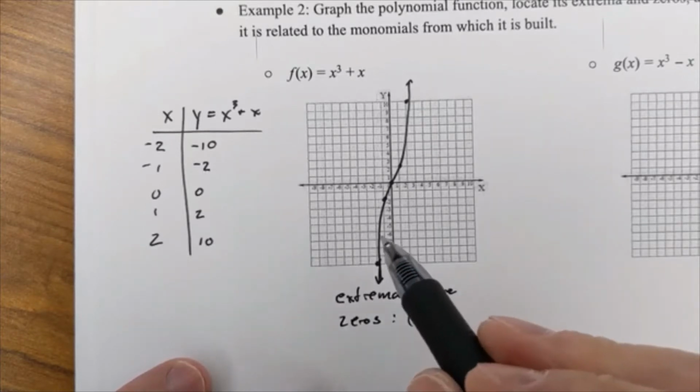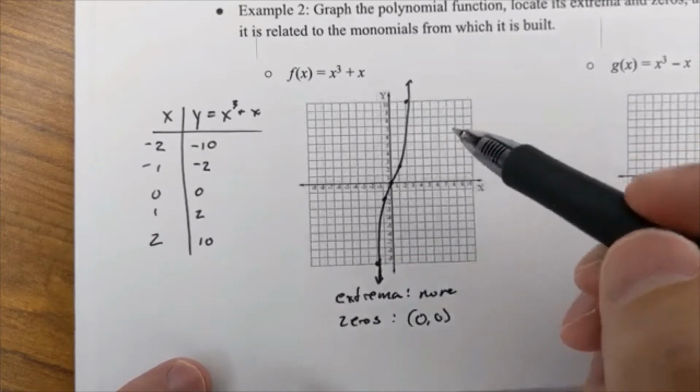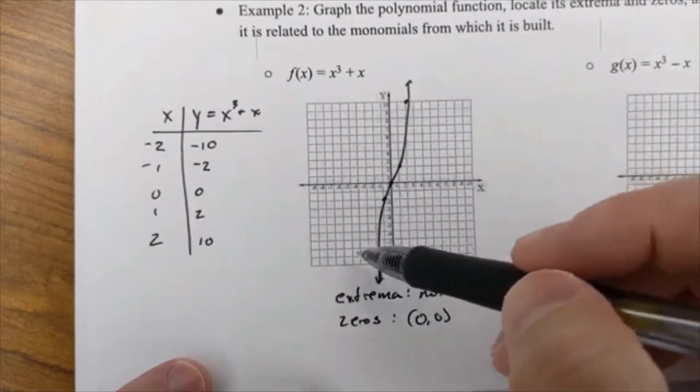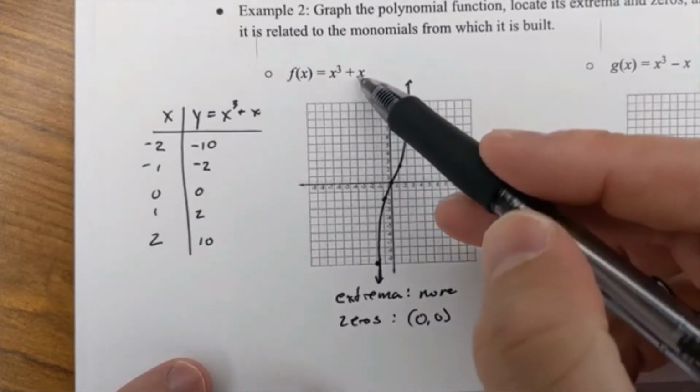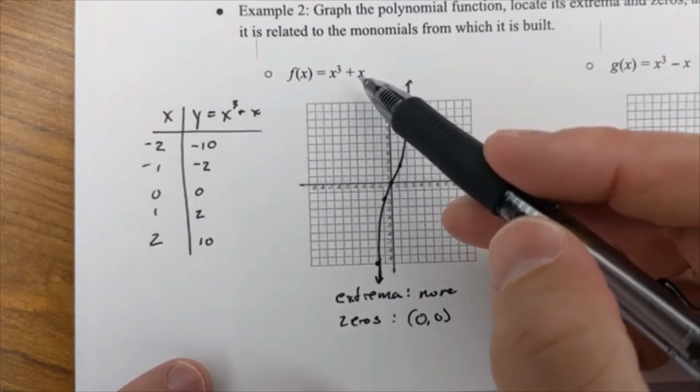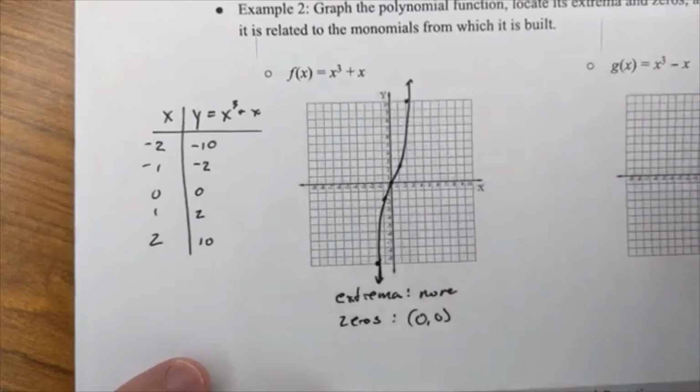And how it's related to the monomials from which it's built. So as you get farther away from the origin, it looks like x cubed. But as you're close to the origin, it looks like the line y equals x. So that's what it means by close to and far from.